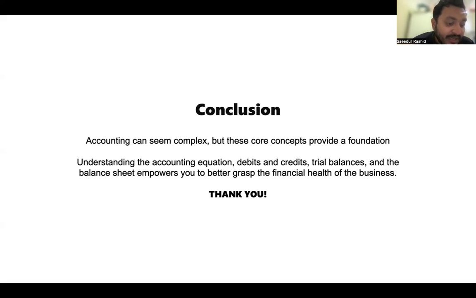Remember, a basic understanding of accounting can be a significant asset in any business environment. It allows you to ask insightful questions, contribute to discussions about financial strategies, and ultimately play a more active role in the success of our company.